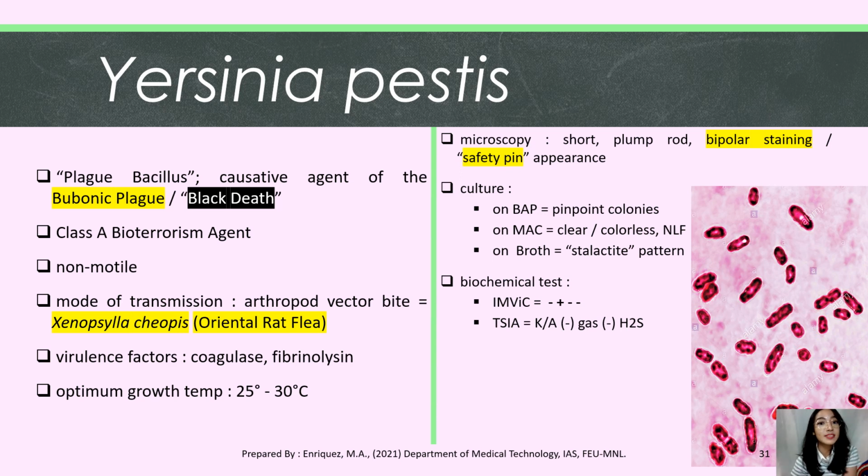Next is Yersinia pestis. So this is commonly known as the plague bacillus, and this is the causative agent of the bubonic plague, or the Black Death, that has caused the death of approximately 75 million to 200 million people across Europe, Asia, and many other regions during the 14th century. So Yersinia pestis has been classified as a type A bioterrorism agent by the Centers for Disease Control and Prevention.